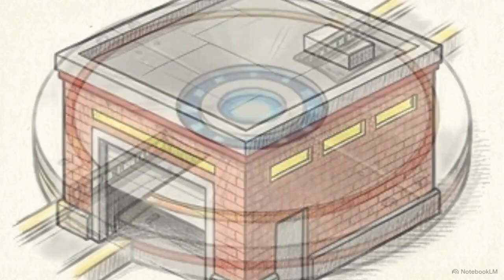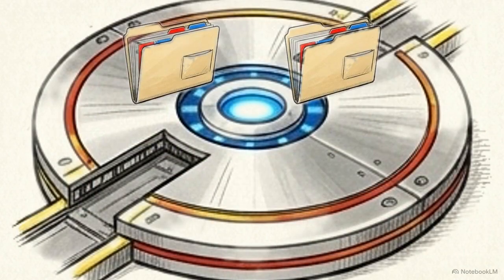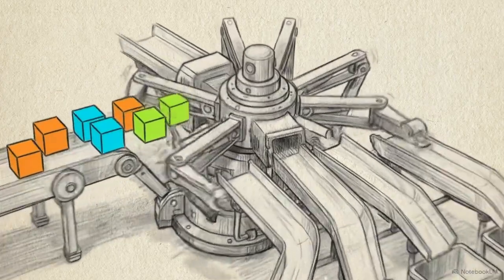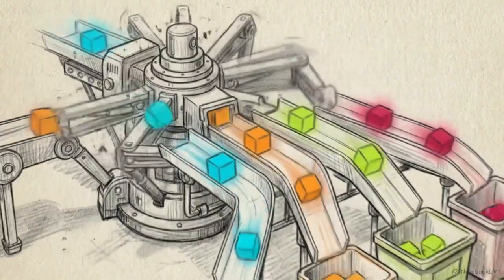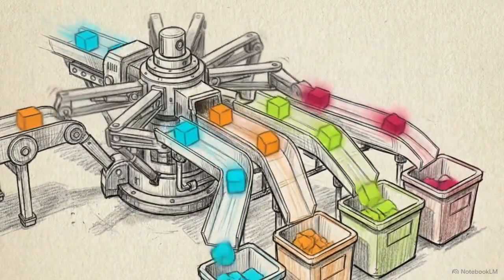Inside, messages are immediately sorted into specific folders called topics. One topic for website clicks, another for error logs, keeping every type of information in its own lane. This immediate sorting allows the system to categorize thousands of messages every second, without any manual effort or delays.